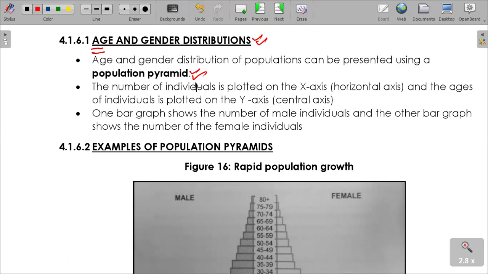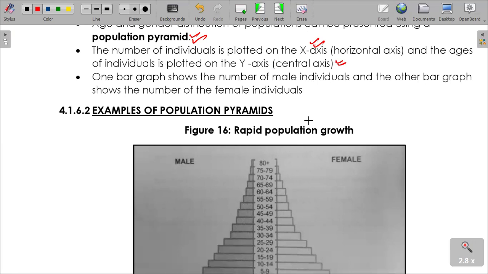Through a population pyramid, we are able to know which age groups or how many people are in which age categories. And this can also be summarized as demographic representation, the variation of individuals or people in their various age groups within a population of people. So the number of individuals is plotted on the x-axis, which is the horizontal axis, and the ages of the individuals are plotted on the y-axis, which is the central axis. I'm showing you now on this page.